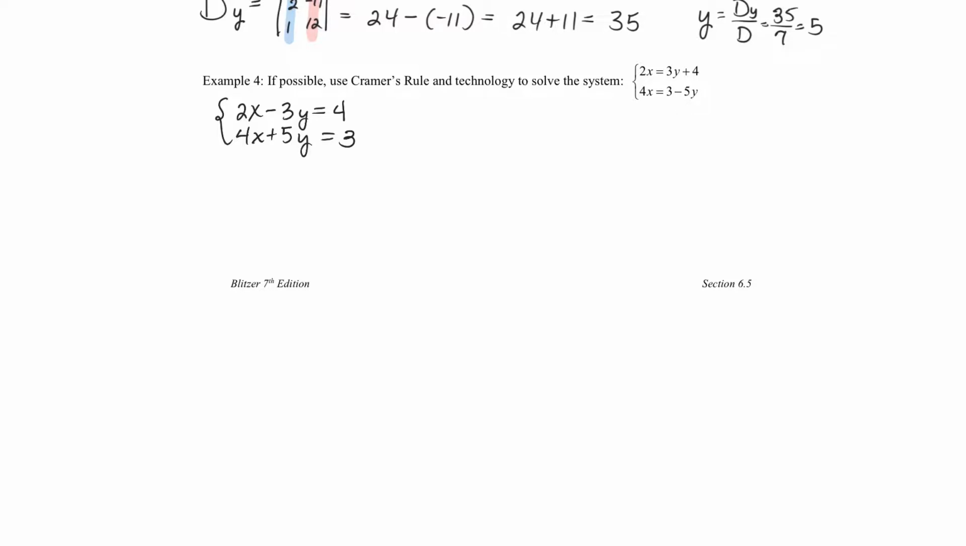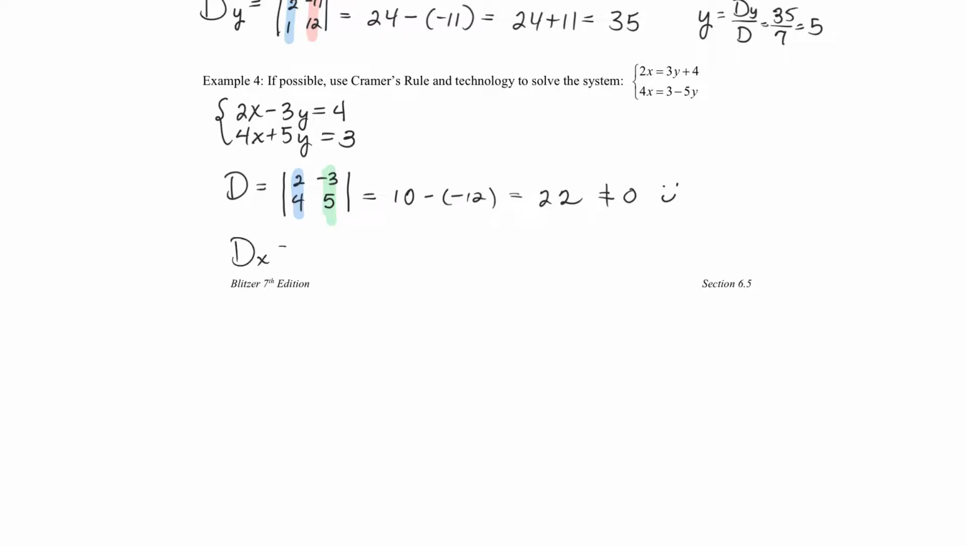So first thing I'm going to do is evaluate my denominator d to see if it's not 0, right? And I'm going to color code this. I am going to be putting my coefficients of x in the first column, my coefficients of y in the second. So that's going to be 2, 4, negative 3, 5. And you can use your calculator and practice with this. In either case, whether you do it by hand or with the calculator, you're going to get the result of 10 minus negative 12. 10 plus 12 is 22. And this is not 0, right? So we can use Cramer's rule.